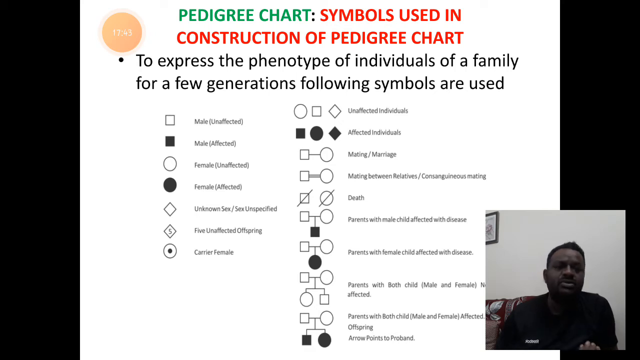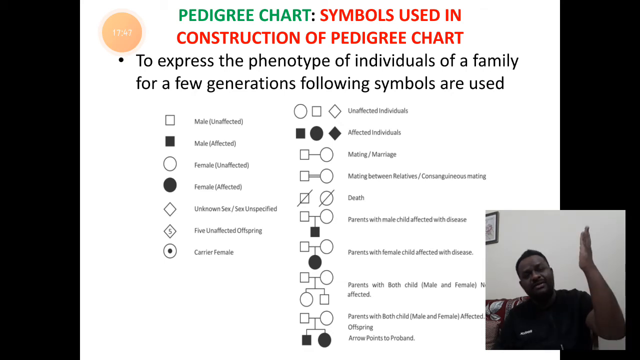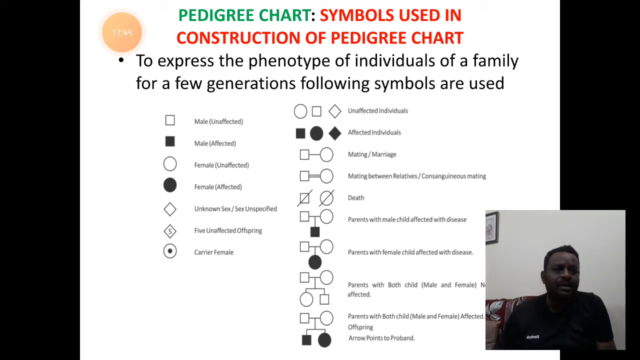Then in the next row we have the symbol of a square diagonally crossed with a line, and a circle diagonally crossed with a line. It indicates that these individuals are not alive, they are dead. So death of a male, death of a female.